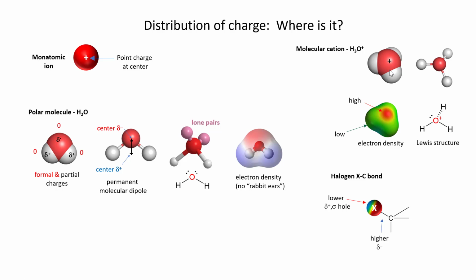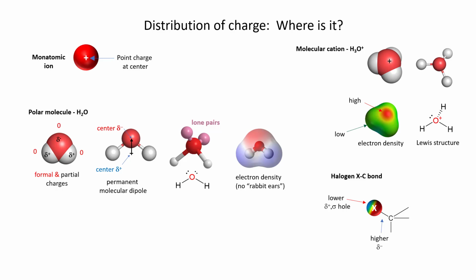Now we're going to see the real utility of understanding electron density maps, showing where the electrons are most likely found. Let's consider the halogen bond, a less discussed noncovalent interaction. When carbon is bonded to a halogen like chlorine or bromine, which are more electronegative than carbon, we would think that overall the halogen would be slightly negative and the carbon would be slightly positive.